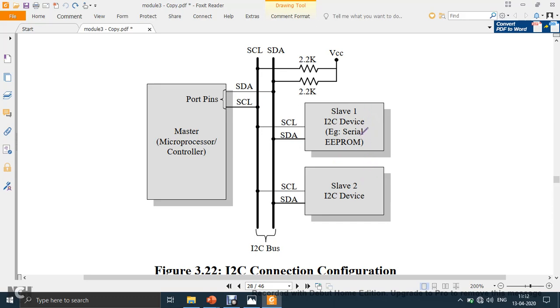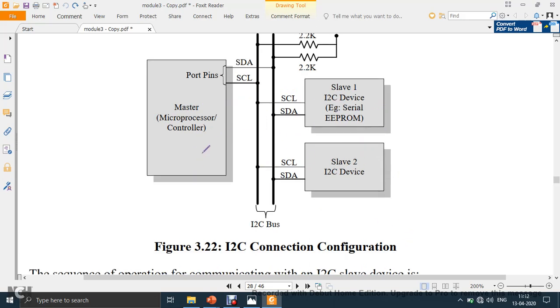Slave 1 is a memory. You can see serial EEPROM means it's a memory. We have discussed EEPROM, electrically erasable. So it is a memory which supports I2C protocol. And slave 2 device is one more device which also supports I2C protocol. So like this, there can be many slaves, right? Again, they are having SCL and SDA. This is the connection configuration of I2C.